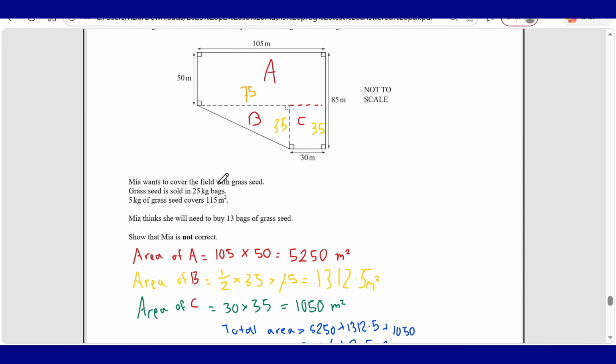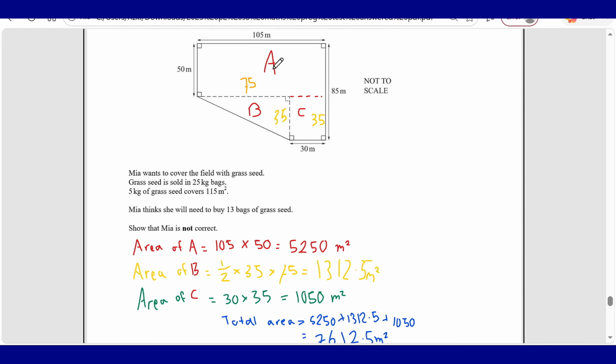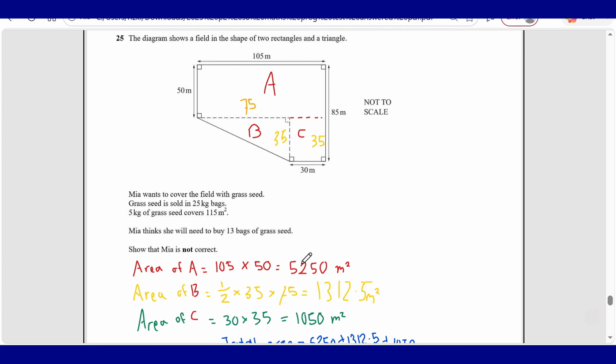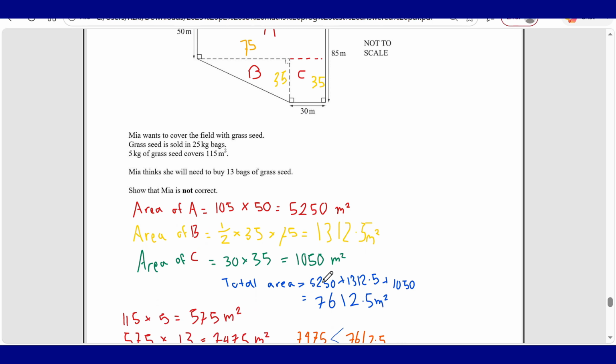So we divide this area into A, B and C. A is the rectangle, 105 times 50, that will be the area. B is a triangle, half times 75 times 35. How do we get this 75? It is 105 minus 30 to get 75. Area of C is 35 times 30. So we total up all the areas, we got 7612.5.